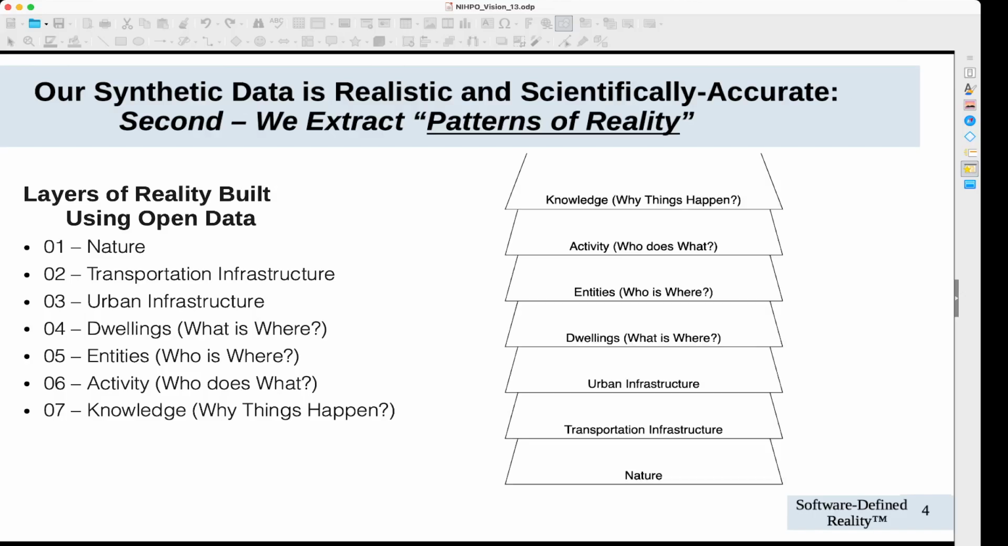And think of this as the layers in a cake. At the bottom, you have nature, and then transportation, and all the other layers. All of these layers come from analyzing the open data that we referred to earlier.